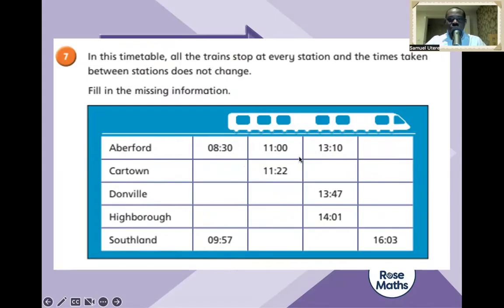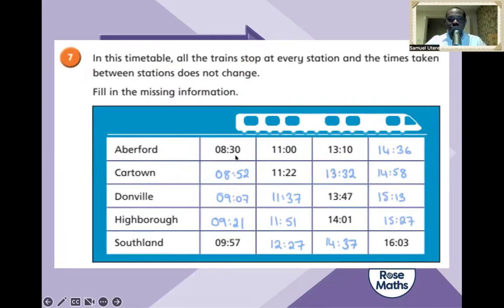Yeah. So here we know it's 22 minutes. So from 8:30, 22 minutes from 8:30, that will be 8:52. So every time you add 22 minutes. Just looking at this one that you got here, even this one, you see that's 22 minutes difference.